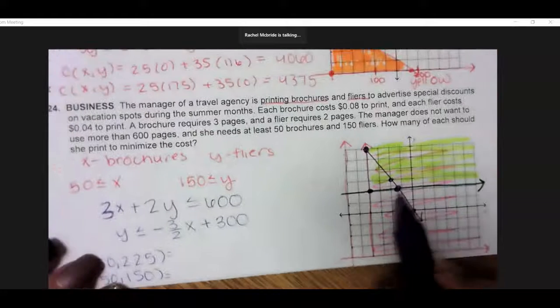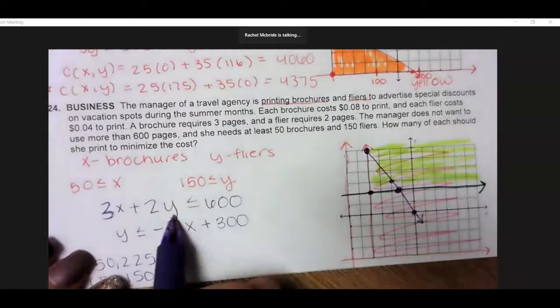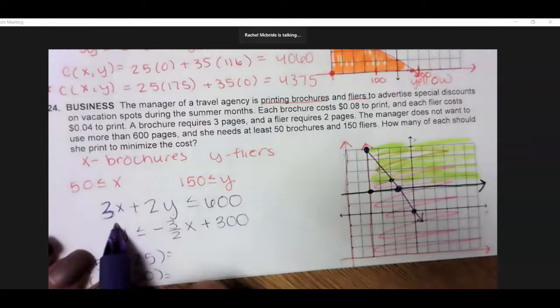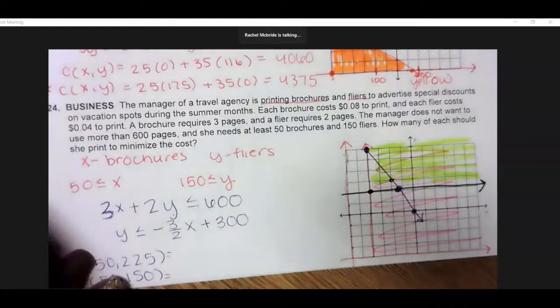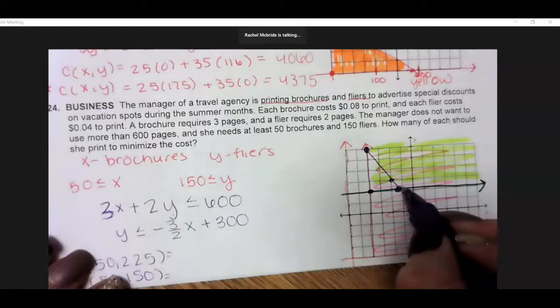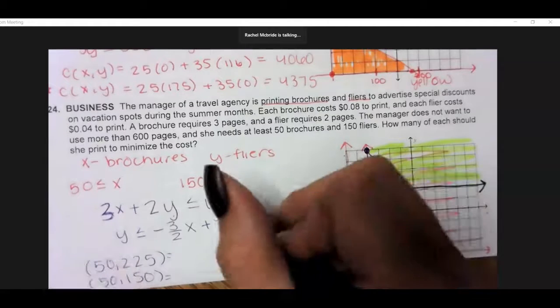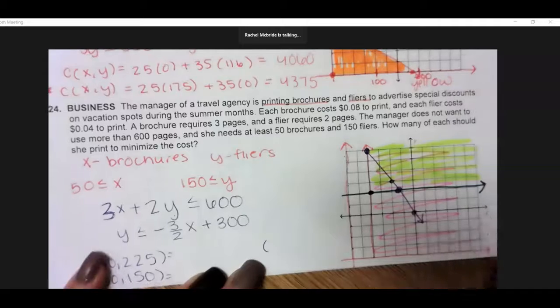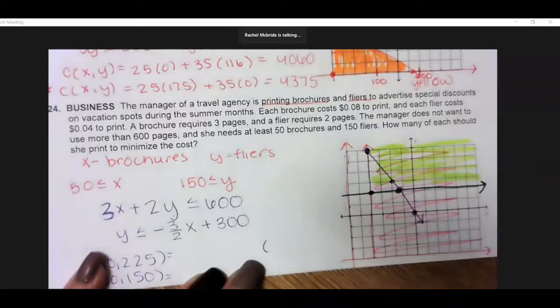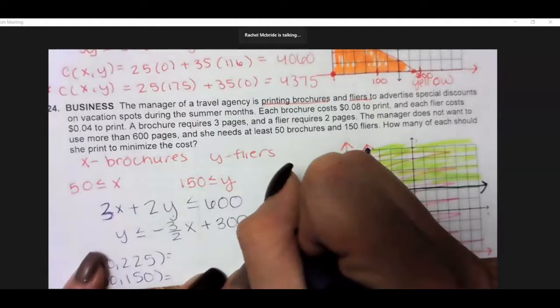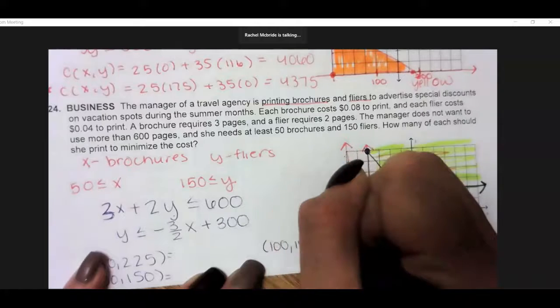So again, I could just plug that into y here and solve backwards for x. So it'd be 600 minus 2 times 150, divided by 3, and that's 100. So my final constraint point occurs when x is 100 and y is 150.